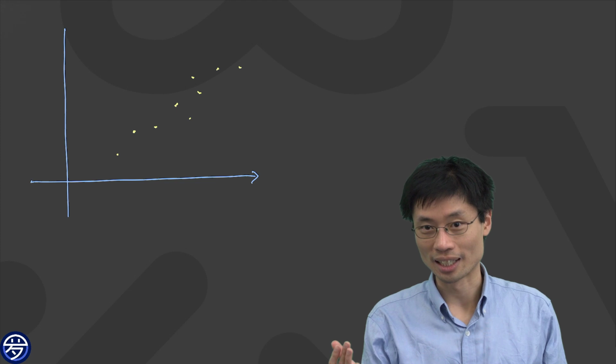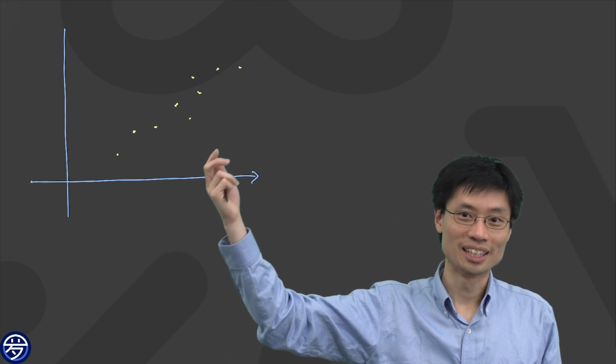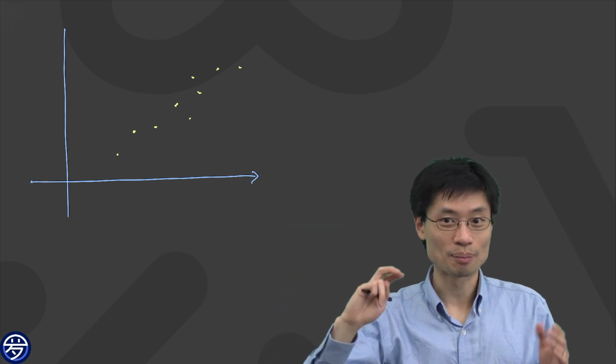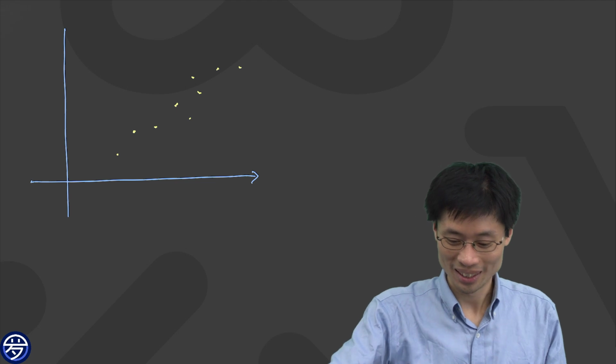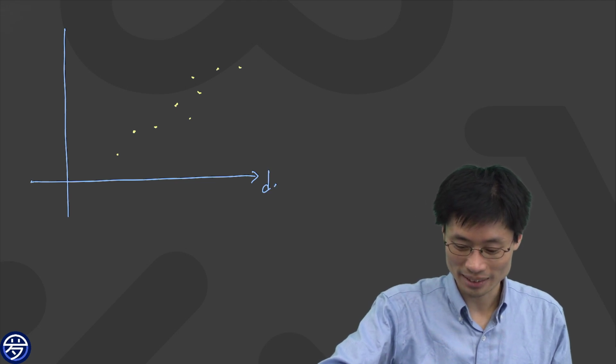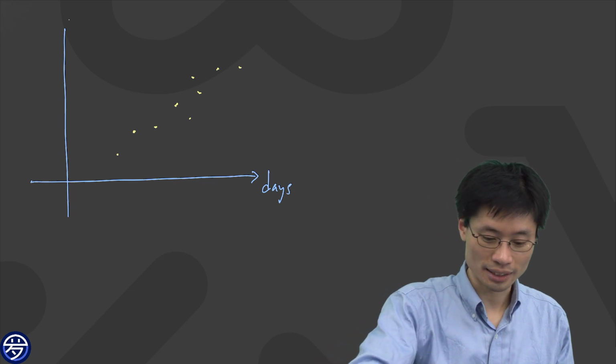Let's talk about something else. I've been looking at a plant growing, and somehow the plant seems to grow at the same number of inches per day. That's probably better. Okay, so this is time. This is like days. And this is the height of the plant.